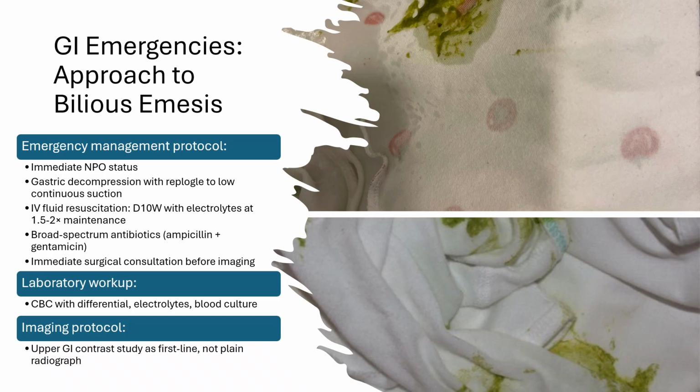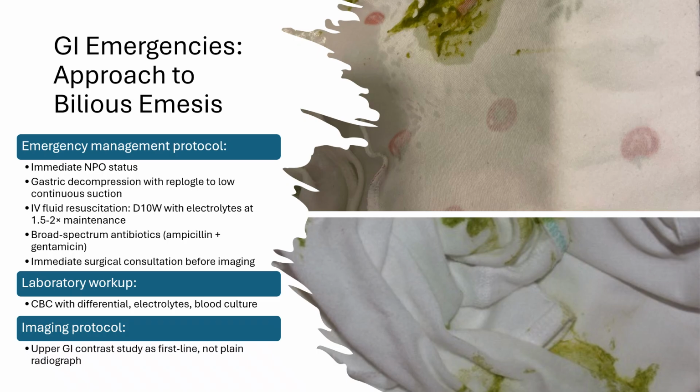Vomiting depletes gastric contents, third spacing moves fluid into bowel and peritoneum, and poor intake creates baseline dehydration. The dextrose maintains glucose homeostasis, while increased rates replace ongoing losses. Initiate broad-spectrum antibiotics immediately. Ampicillin plus gentamicin provides coverage against likely organisms.